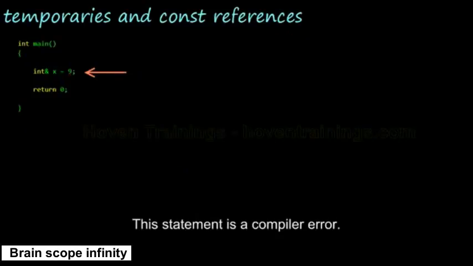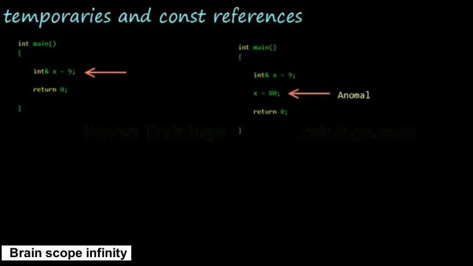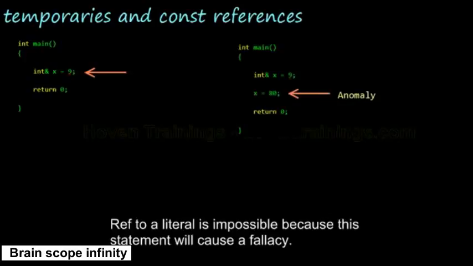This statement is a compiler error. How can anyone give an alias to a literal? A reference to a literal is impossible because this statement will cause a fallacy.